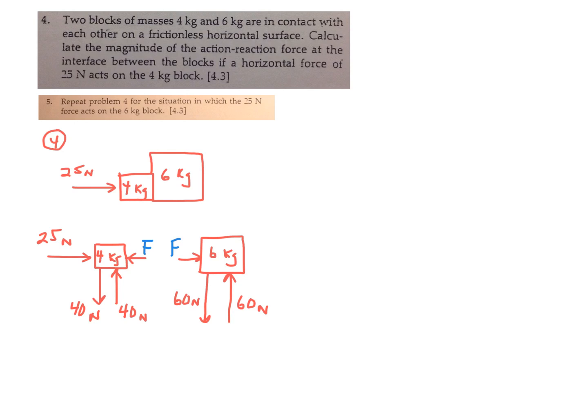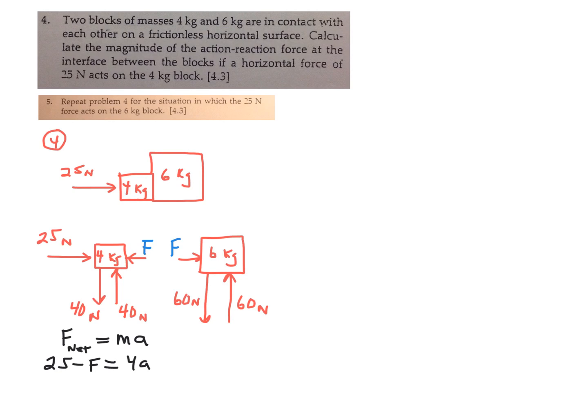So the small box, if we take F net equals ma, the result is the force 25 newtons, the bigger force, minus F, the unknown force, equals mass 4 kilograms times A. So we have 25 minus F equals 4A. Two unknowns, F and A.